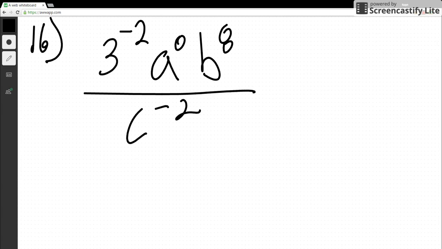All right, looking at number 16 from the Unit 5 review. So I've got to deal with all these exponents. Remember, anything with a negative power has to switch from the numerator to the denominator, or top to bottom. Anything to the 0 power is 1.